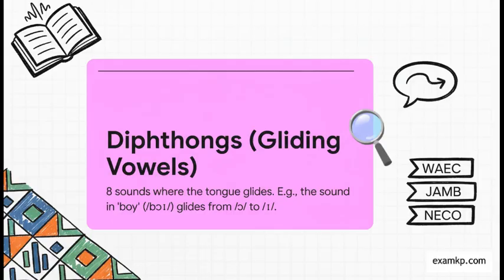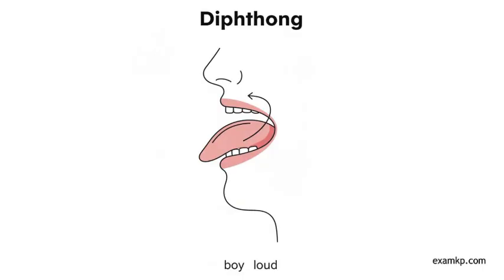Diphthongs are totally different. They're the gliding vowels. For these 8 sounds, your tongue actually starts in one position and moves to another, all within a single syllable. A perfect example is the word boy. Your mouth starts by making an O sound, and then it glides into an I sound. Boy. That movement, that's the glide.